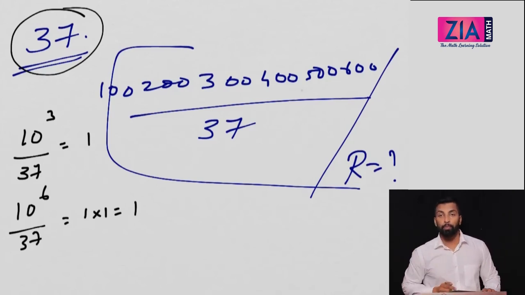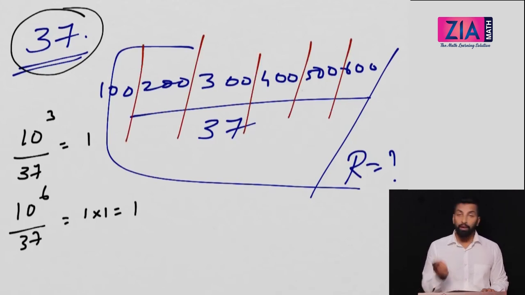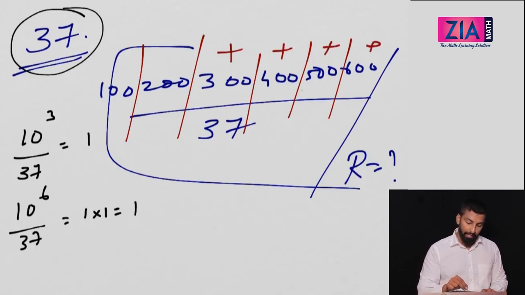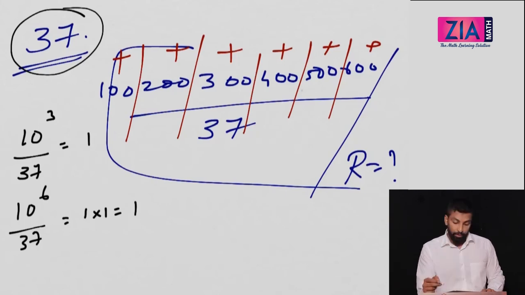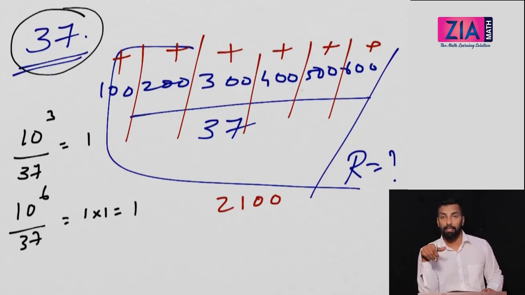So let's group into groups of triplets. 1, 2, 3, 4, 5. So you got triplets. Now you put plus everywhere. That means you need to add everything. So 100 plus 200 plus 300 plus 400 plus 500 plus 600, you get 2100, right? That's what you get. Now 2100 you need to divide by 37.